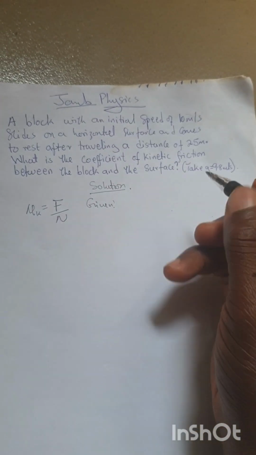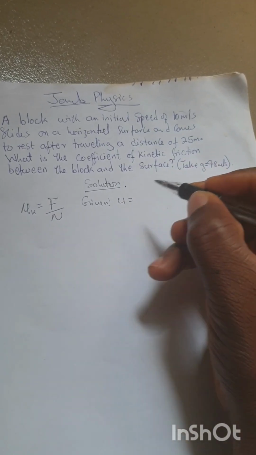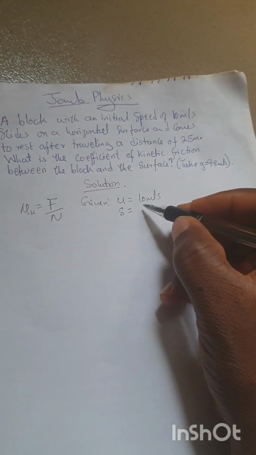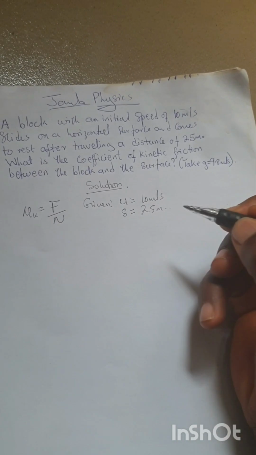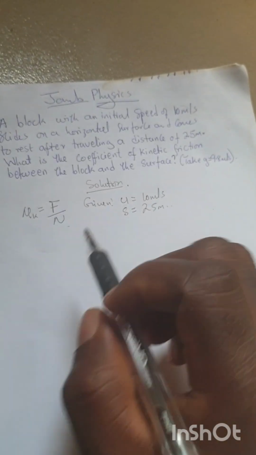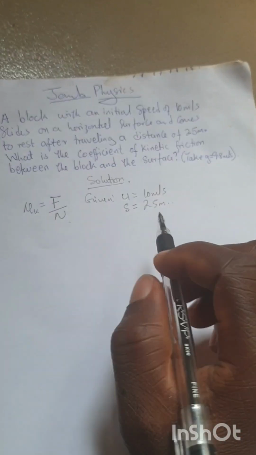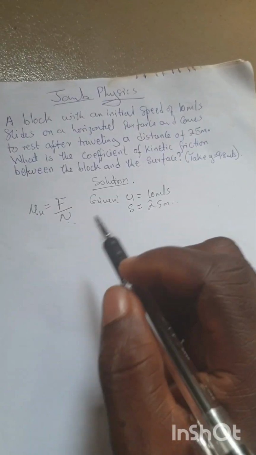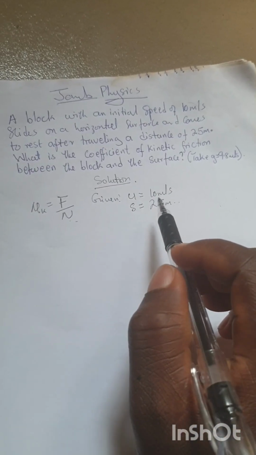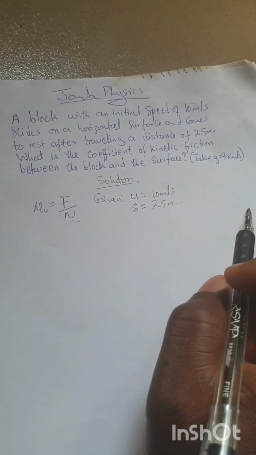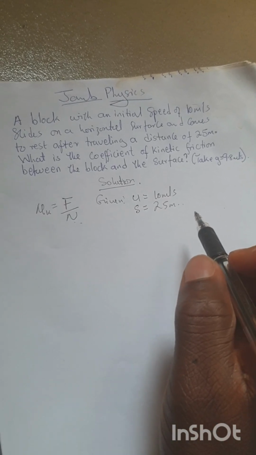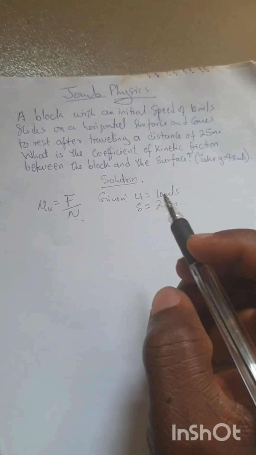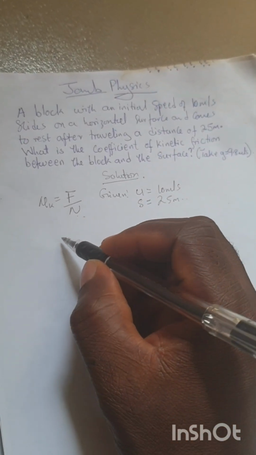Given that the speed, which is u, is equal to 10 meters per second, and the distance, let's use s as the distance, which is 25 meters. So none of this (force and normal reaction) is given in the question, so we have to look for how we can get them. Since we are talking about speed and distance here: a block with an initial speed of 10 meters per second slides on a horizontal surface and comes to rest after traveling a distance of 25 meters. So we are talking about speed, velocity and distance traveled.